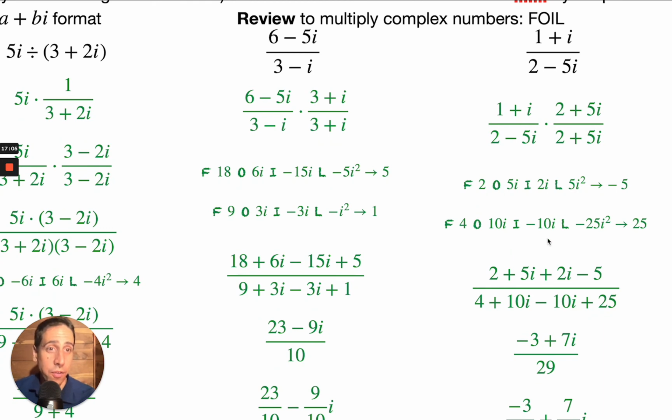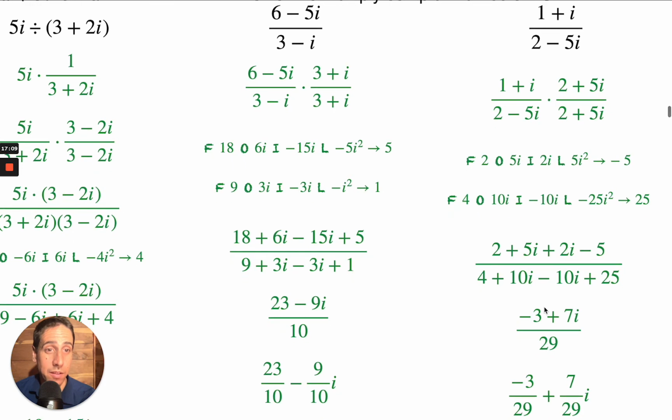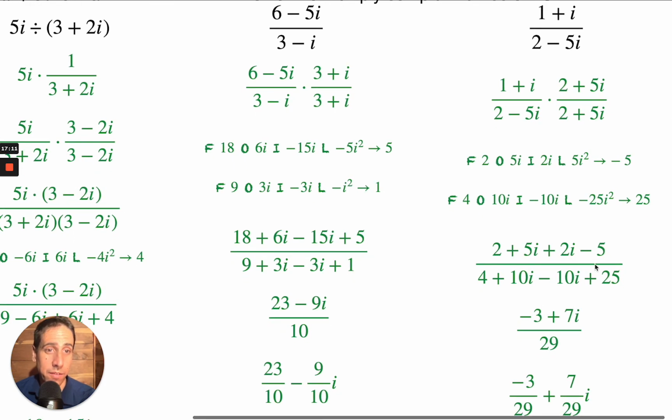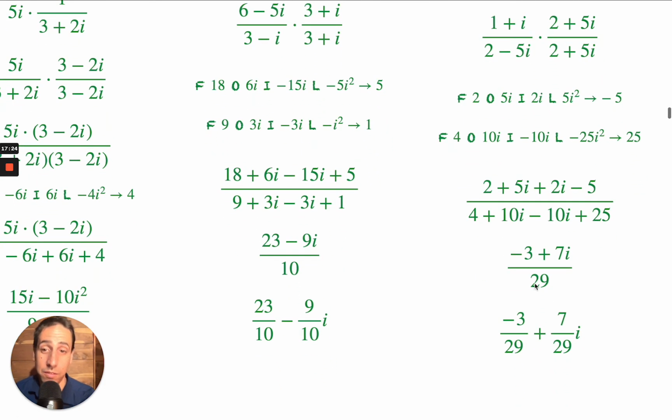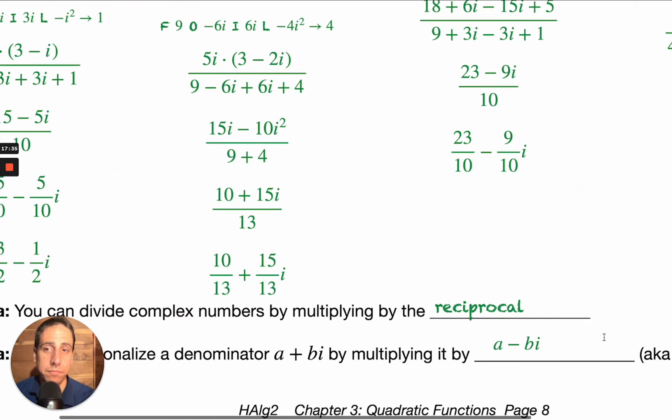So if you write out all these terms, you get to here, and plenty of them are going to combine because they are like terms. 2 and negative 5, 5i and 2i combine, 4 and 25 combine, 10i minus 10i, they cancel, and you've got nothing in the denominator except real numbers, which is awesome. It's definitely the goal. You can split up this fraction into negative 3 over 29 plus 7 over 29i, a plus bi format. Golden.